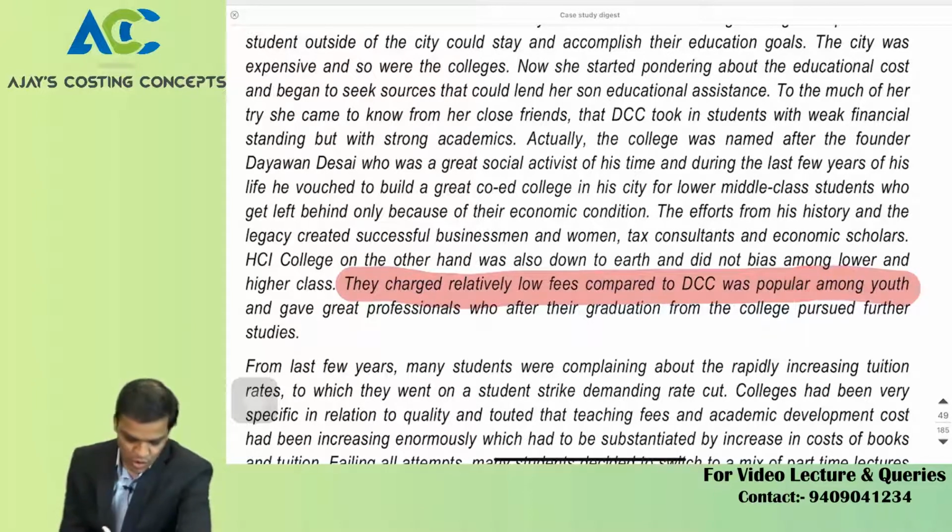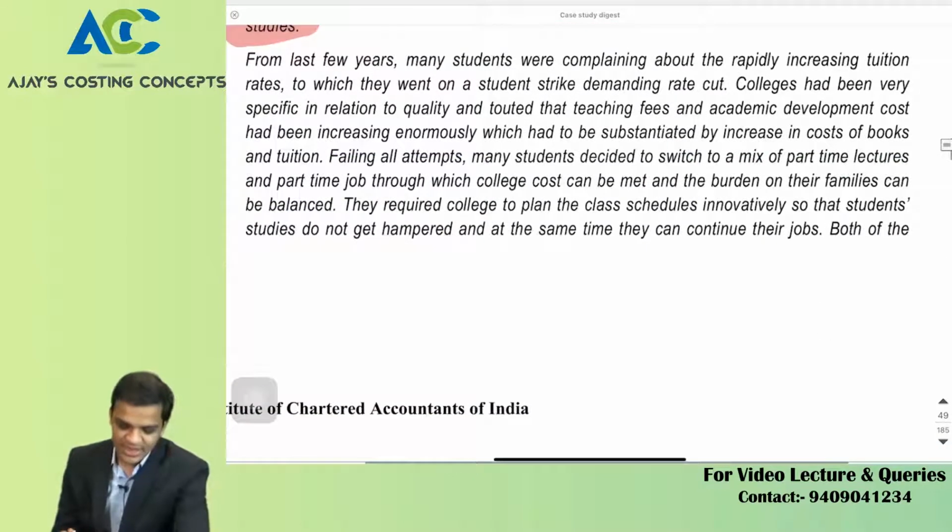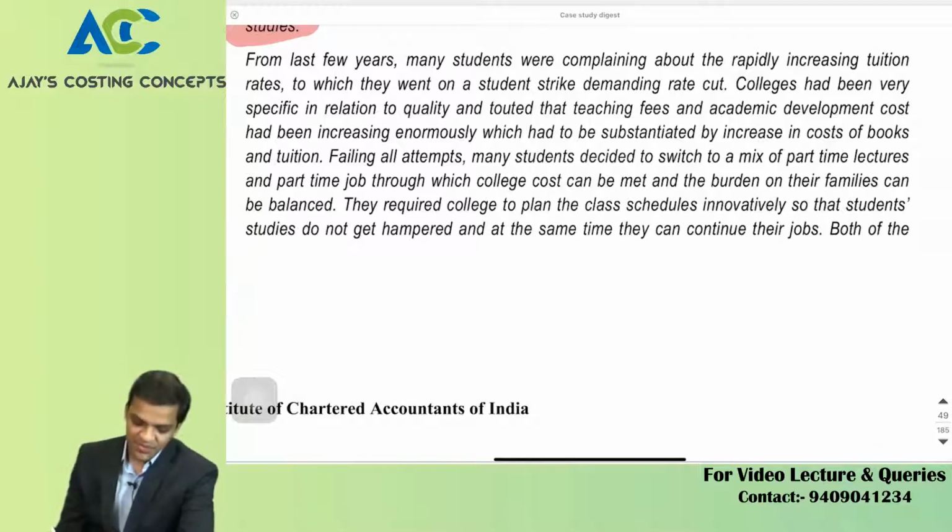DCC was popular among youth and produced great professionals who, after graduating from the college, pursued further studies. For the last few years, many students had been complaining about rapidly changing tuition rates, and they went on a student strike demanding a rate cut. Colleges had been very specific about quality and argued that teaching fees and academic development costs had been increasing enormously, which had to be substantiated by an increase in the cost of books and tuitions.